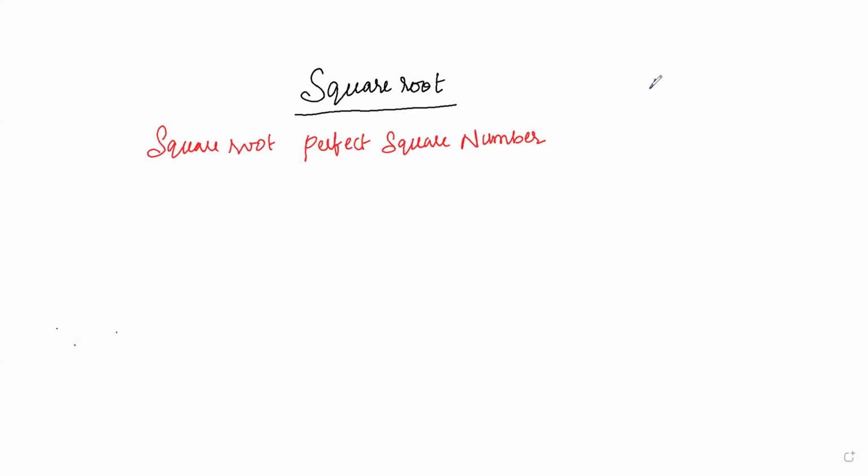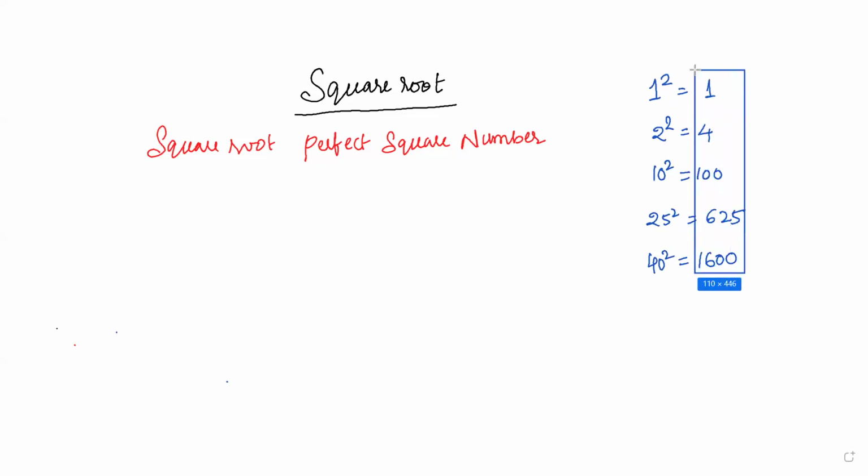Suppose one square, we know that is one. Two square is equal to four. Suppose 10 square is equal to 100. Suppose 25 square is equal to 625. 40 square is equal to 1600. Here observe very carefully. All these numbers are called perfect square numbers. These are the perfect square numbers, examples I have written here. Got my point?